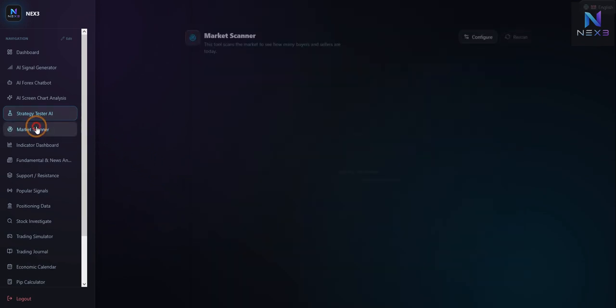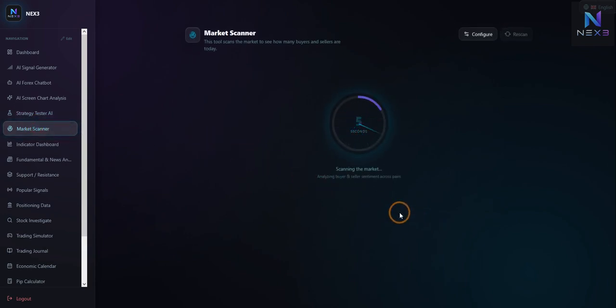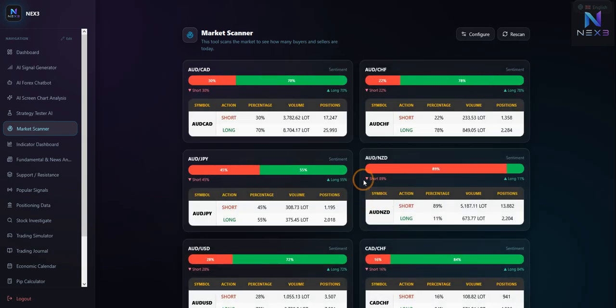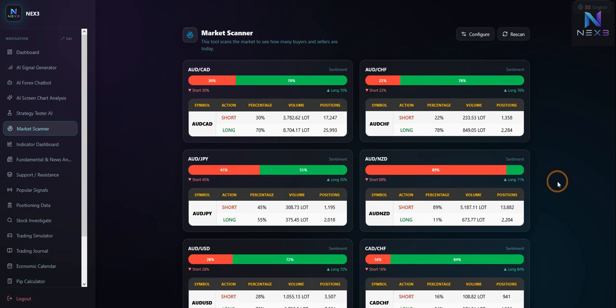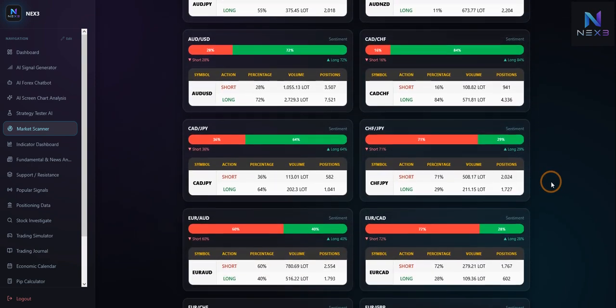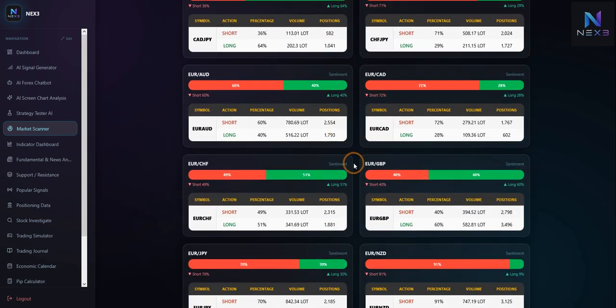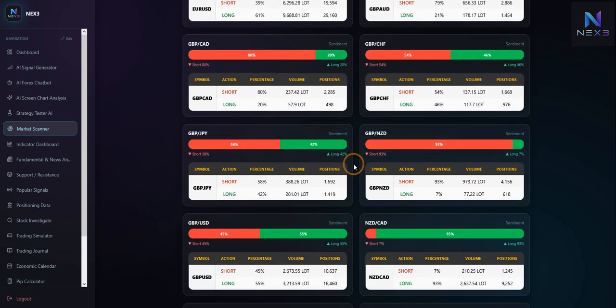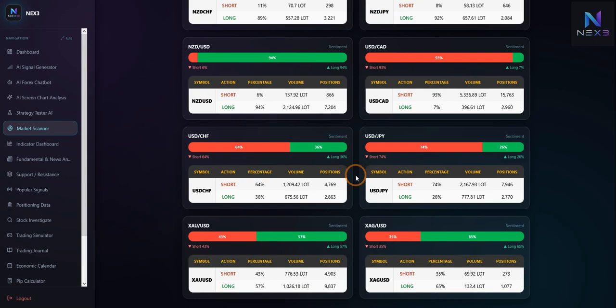Market Scanner. The Market Scanner is designed for lightning-fast sentiment checks. It actively monitors the market for you, displaying a visual breakdown of buyer versus seller sentiment. For each pair you scan, you get a clear, color-coded sentiment bar alongside specific long versus short volume data, helping you see which direction the retail crowd is leaning.